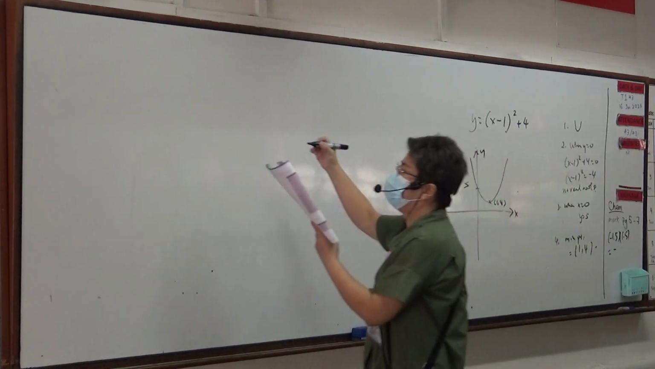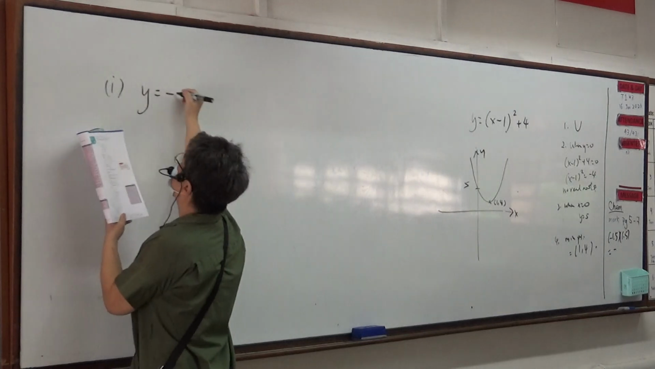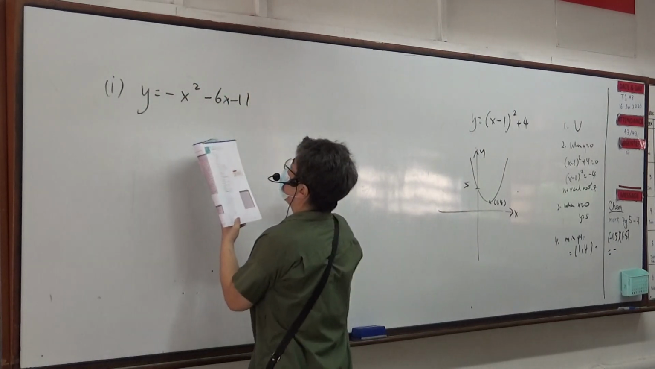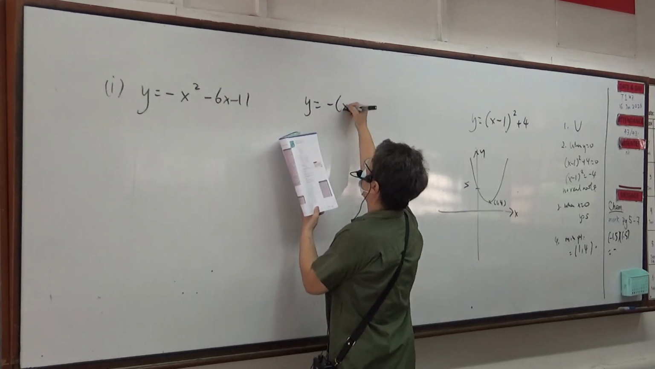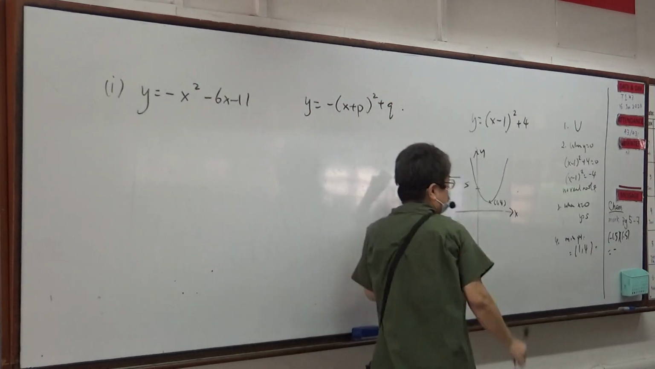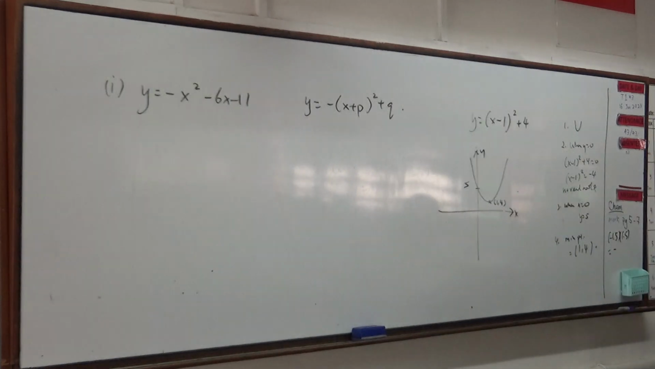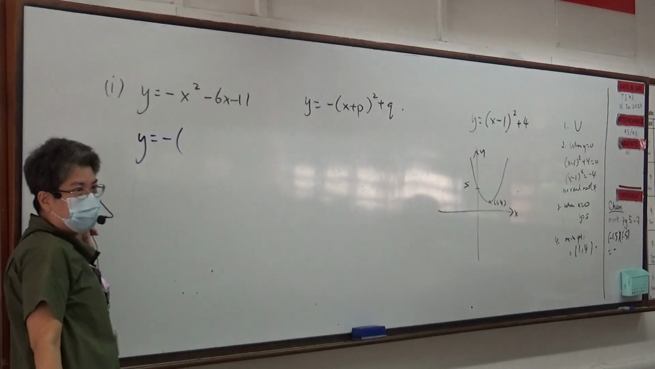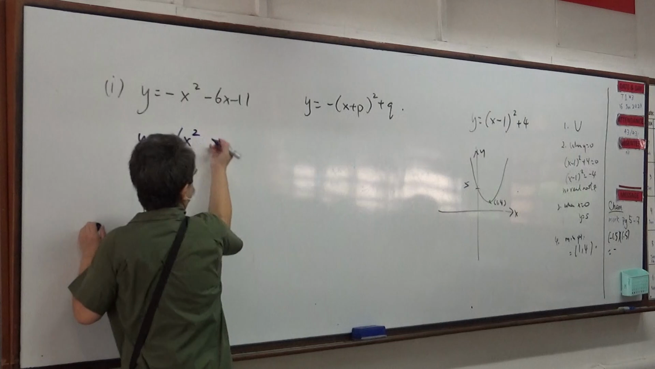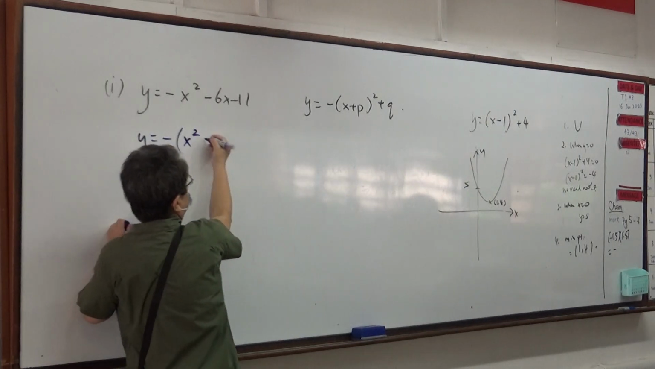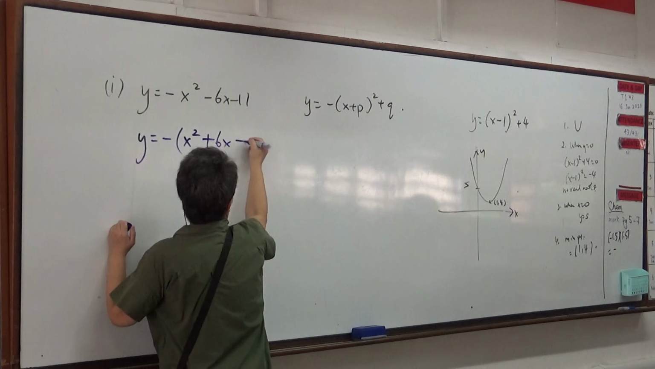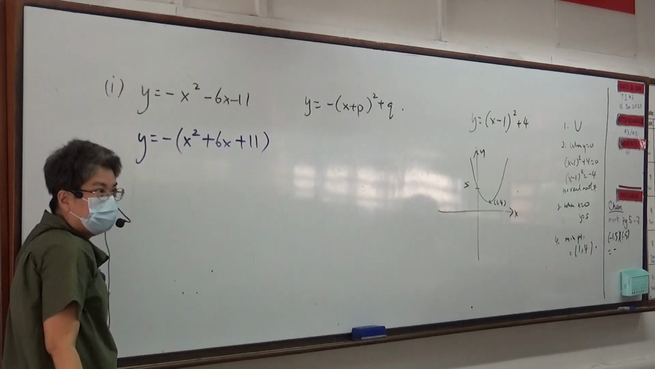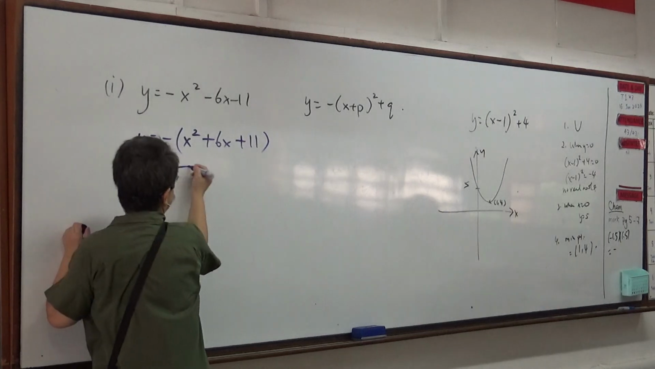Express this in the form. They tell you this. That means we are actually doing what we have done in the previous section, right? I must complete the square. Okay, class? Okay, all of you look up. When I complete the square, I must make sure the coefficient of x squared is 1. So this is 1. Focus. Plus 6x then plus 11. Correct? Yes or no?